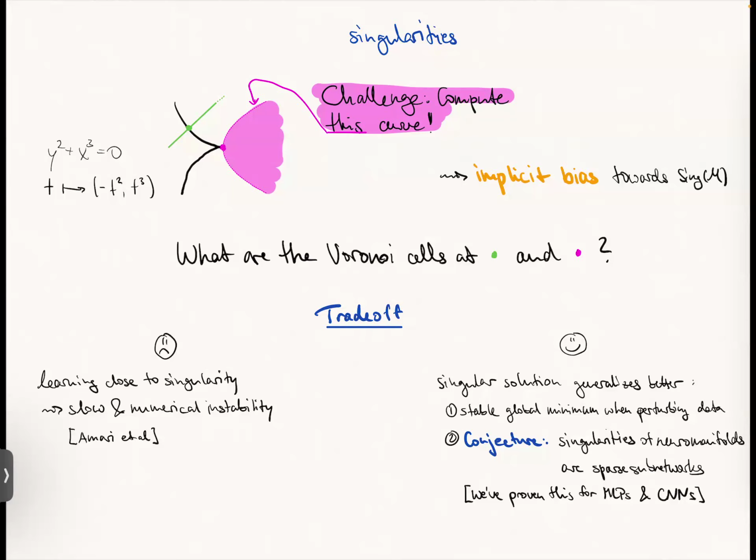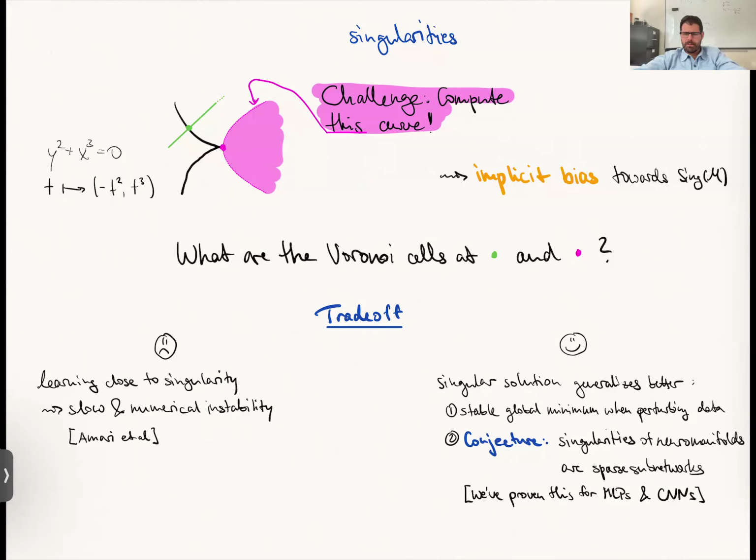And I think, this is Kathlén's conjecture, that singularities of neuromanifolds always correspond to sparse networks. So they are sparse solutions, and we know this for polynomial multilayer perceptrons and for polynomial convolutional neural networks.